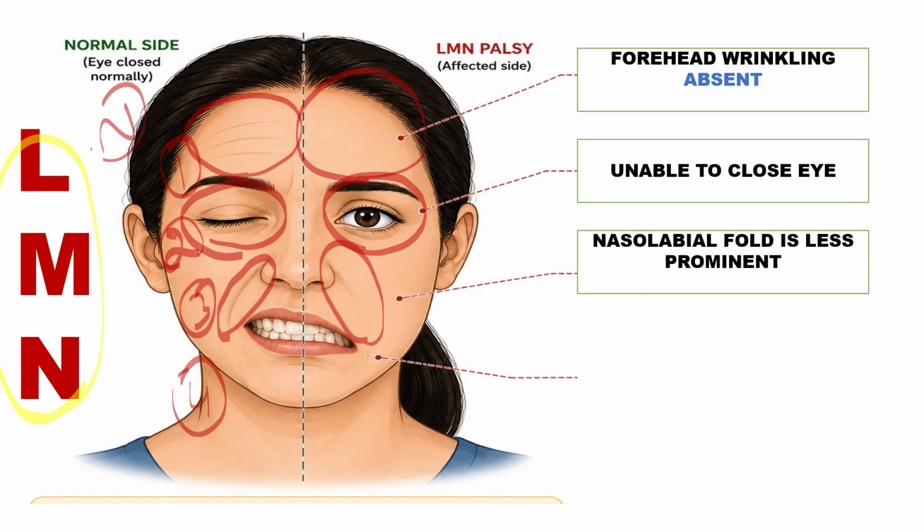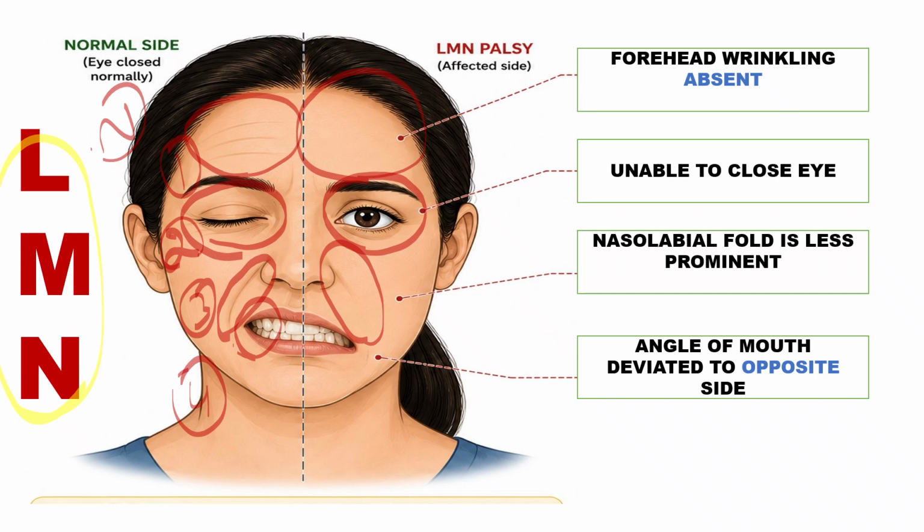The fourth point, when we ask the patient to clench the teeth, if you see, the angle of the mouth is deviated to the normal side. And also when we ask the patient to puff the cheeks, because of the weakness of the buccinator muscle, the air will leak on the affected side. So that was about LMN type of facial nerve palsy.